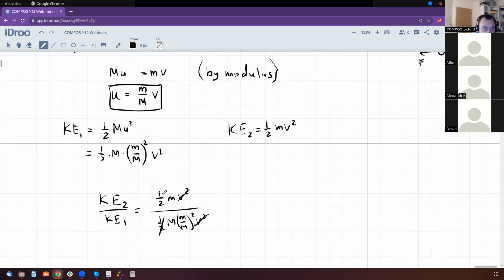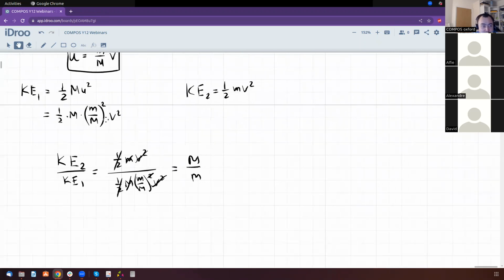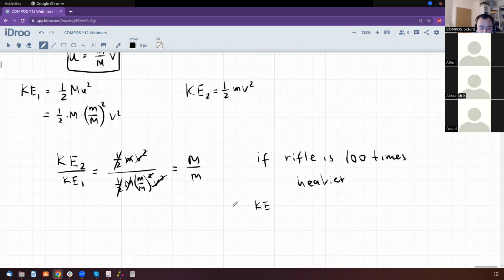So the 1/2 cancels. You're left with, so m and m squared cancel. This also cancels, it's going to be M over m. So the ratio of kinetic energies is like this. Basically, if the rifle is 100 times heavier, its kinetic energy is 100 times smaller.